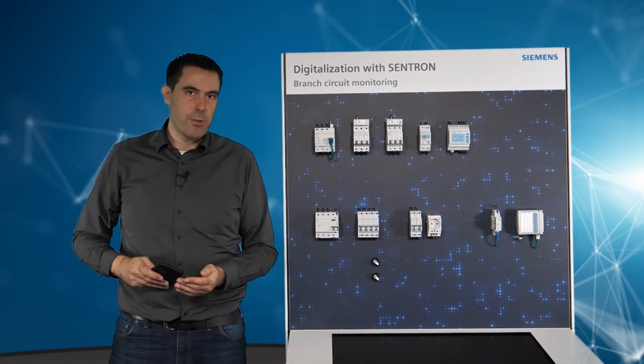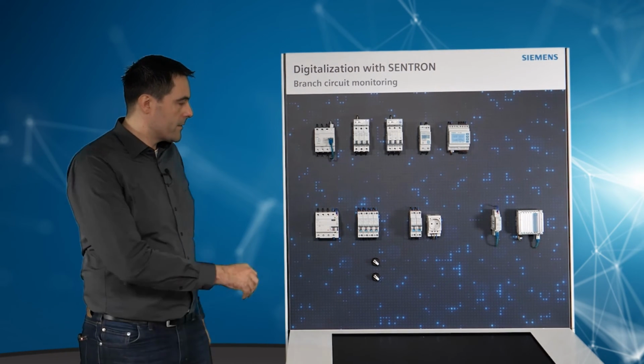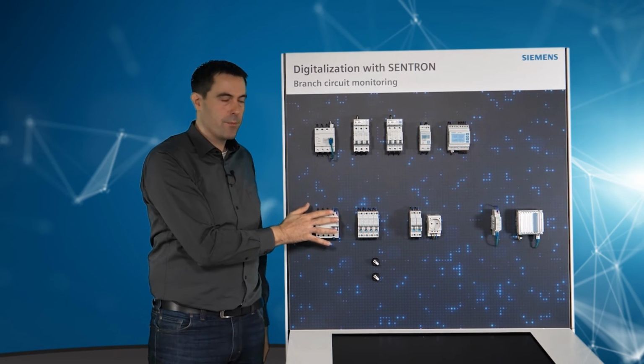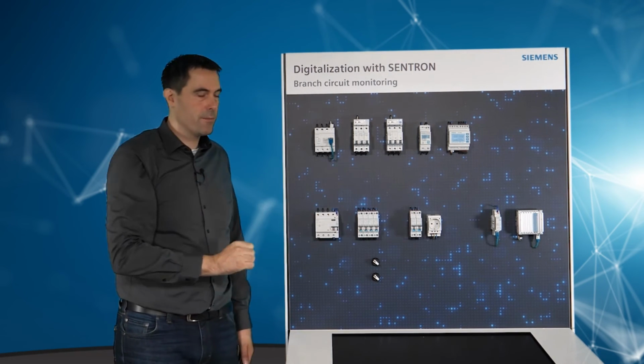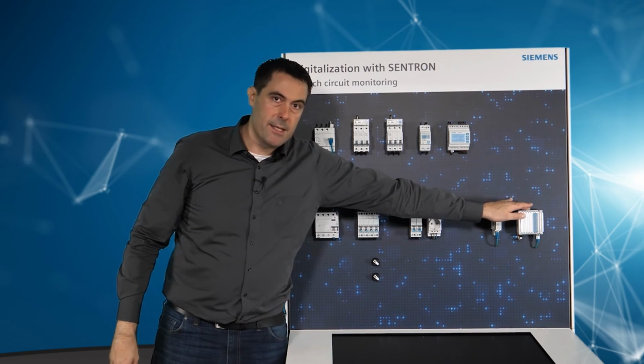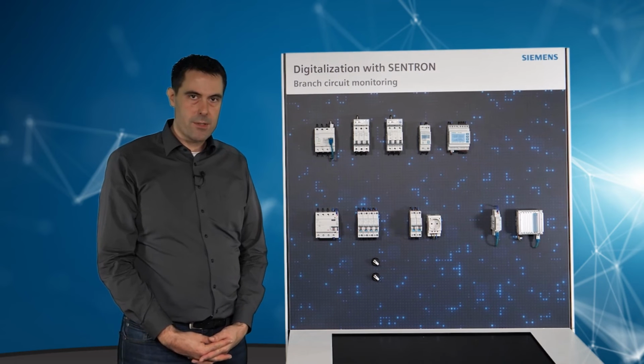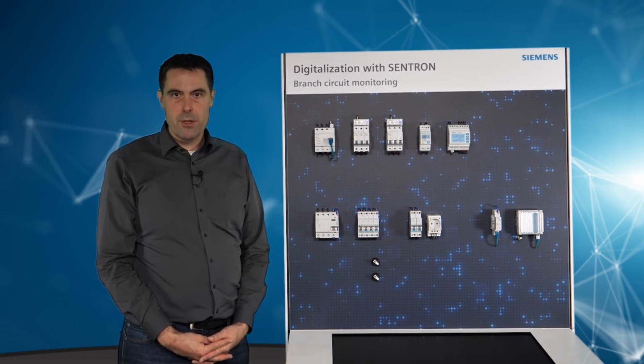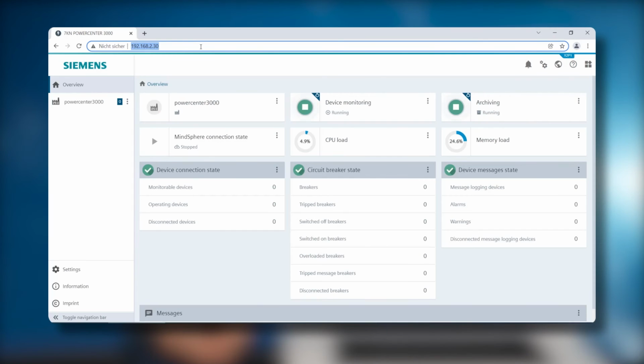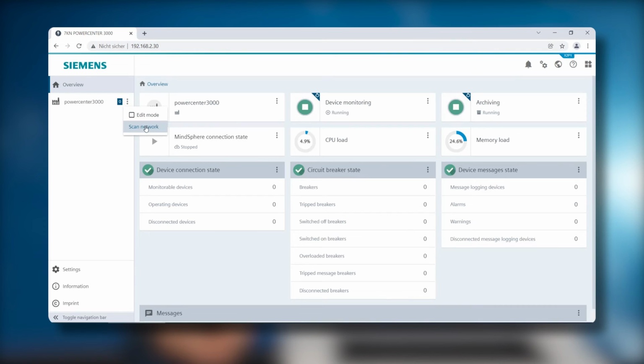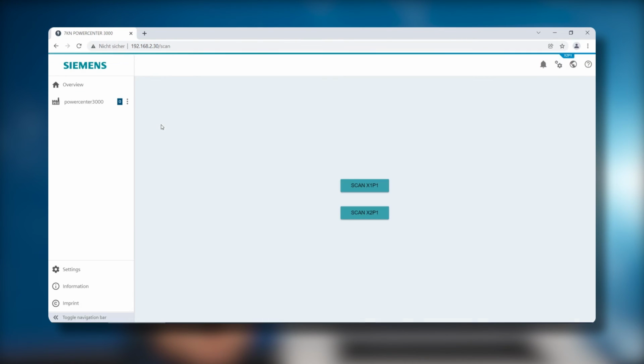Finally, I want to explain to you how to connect all the devices here which are now connected to Power Center 1000, finally in Power Center 3000. All this must be done by using the internal web browser of Power Center 3000, and this I will show you on my computer. I already started a web browser and entered the IP address of Power Center 3000. And here on the start page we can navigate to these three dots and say scan network.